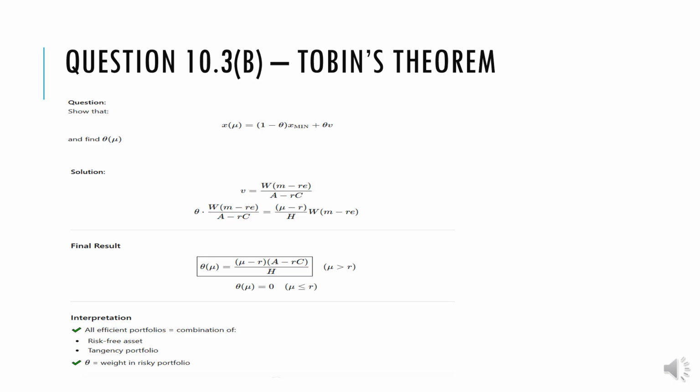Also, if mu is less than or equal to r, theta becomes 0, meaning we invest fully in the risk-free asset. The interpretation is very important. It tells us that all investors, regardless of their preference, only need to combine these two portfolios. So the entire efficient frontier can be generated using just the risk-free asset and the tangency portfolio.